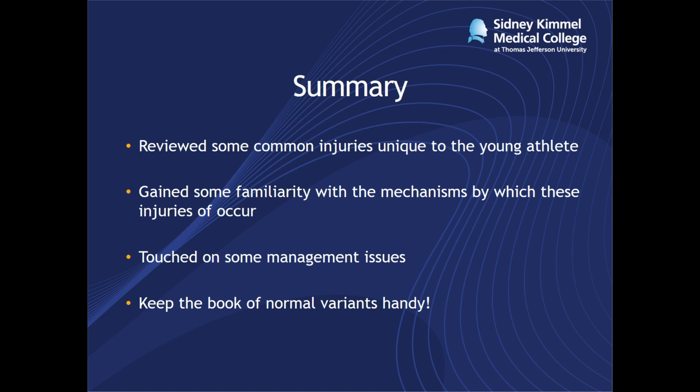So in summary, we've reviewed some common injuries unique to the young athlete. We've gained some familiarity with the mechanisms by which they occur, touched on some management issues, and I always keep Keith's book of normal variants handy. I think that's a great idea when you're imaging the young patients, especially the cases where something might look a little funny and it doesn't quite match up with the provided clinical history. So just remember that there are some normal variants that can kind of trip us up.